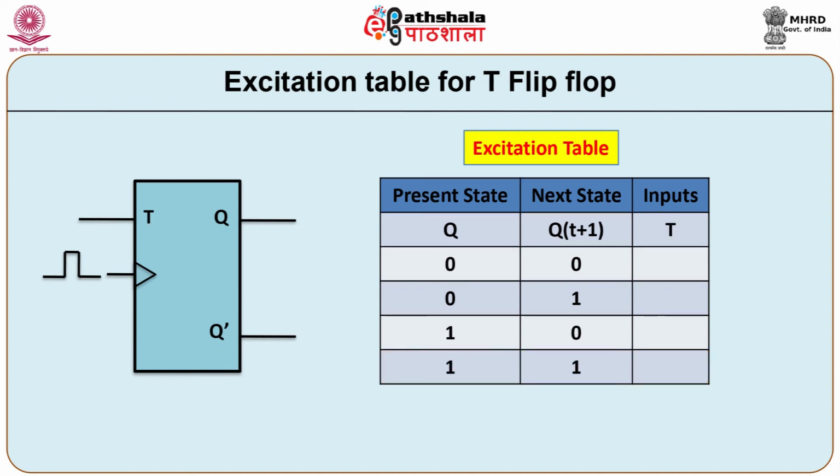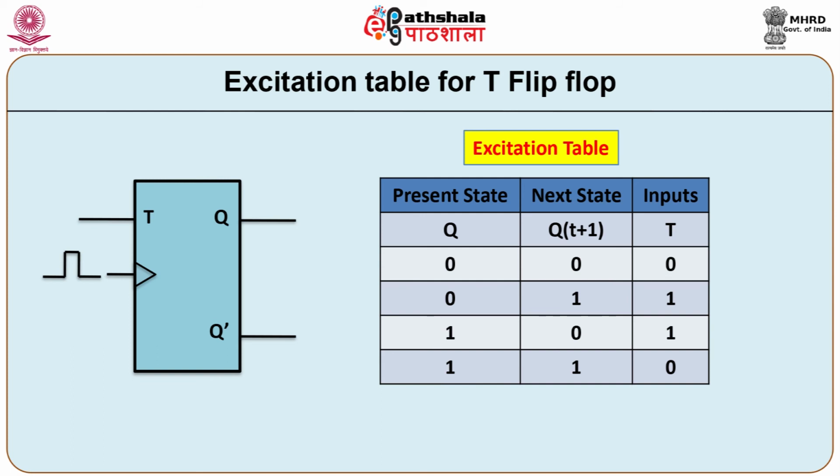To obtain the excitation table of T flip flop, it is necessary to list all possible present states and next states to determine the input conditions to generate such state change. If both present and next states are equal to 0, then T input should be 0. If present state is 0 and next state is 1, then the T input should be 1. Transition of present state 1 to next state 0 can be obtained by setting T input to 1.